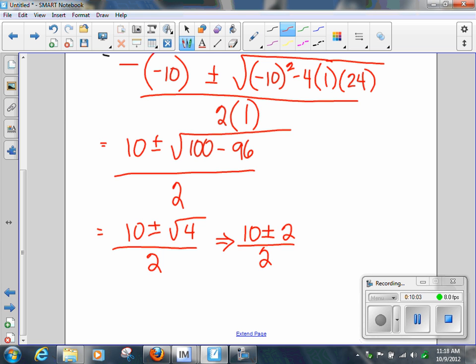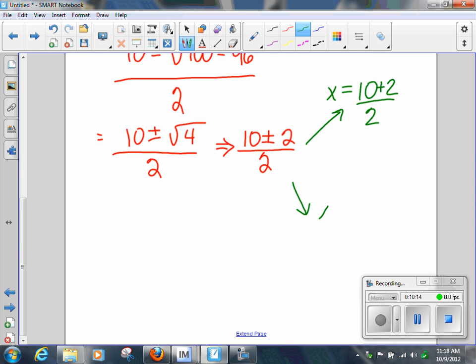And then what can happen? Then I can break it into two different pieces. All right, here we go. X can equal 10 plus 2 over 2, or it can be 10 minus 2 over 2. Do you guys agree with that? Do you see where all my numbers are coming from? 12 over 2, which is 6. Didn't I say that earlier? 10 minus 2 is 8 divided by 2, which is 4.